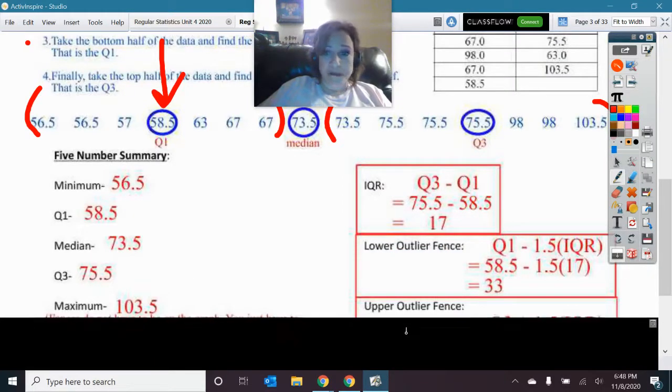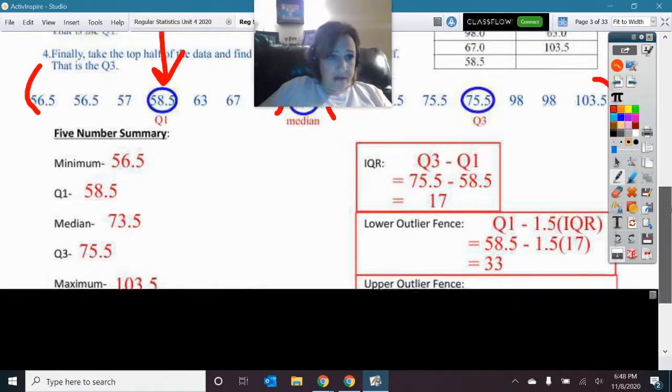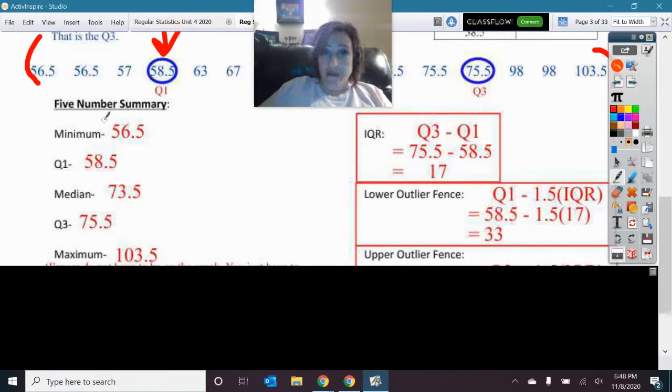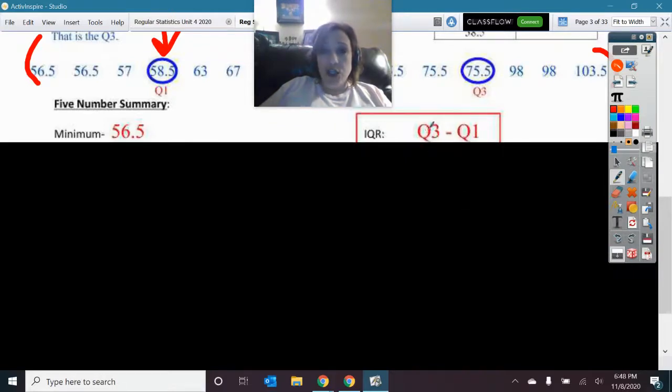All right, now that we have all of that listed, let's graph our information. First we'll write out our 5-number summary. There was our min, our Q1 was 58.5, our median was 73.5, Q3 was 75.5, and that max is 103.5. Now we have to get the IQR. Remember that IQR is Q3 minus Q1.